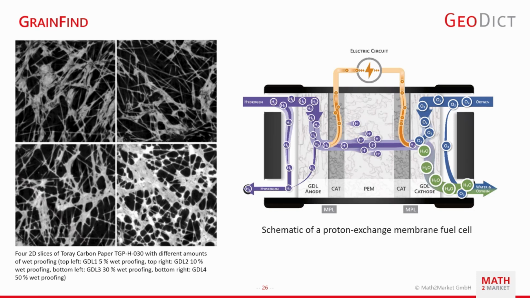Now, what we hadn't shown before, and this came out in a paper that was just published last year, is the GrainFind functionality. I'm showing images on the left of 4 different formulations of fibers that have a material phase that in this case is the binder material. The diagram on the right is just showing a proton exchange membrane fuel cell, and you may notice that going from left to right, you have multiple layers, including the gaseous diffusion layer, which is made up of material structures like you see on the left.